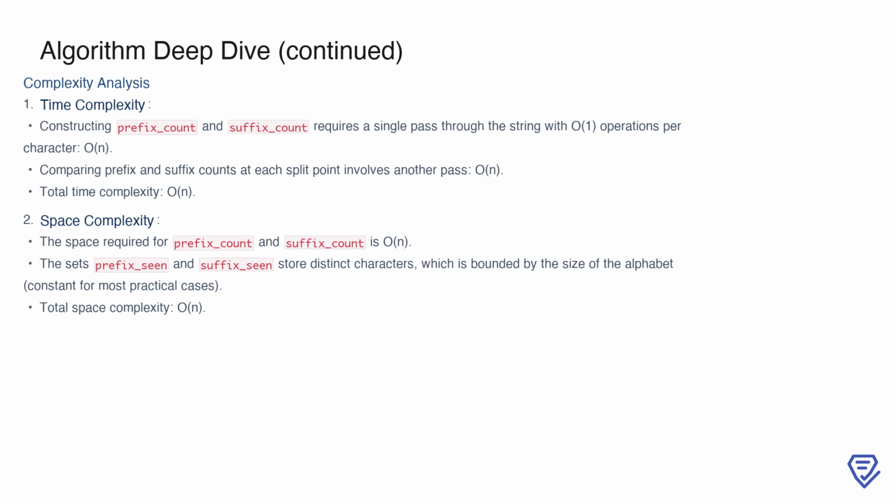For space complexity, the prefix_count and suffix_count arrays each require O(n) space. The sets used to track distinct characters have a maximum size bounded by the alphabet size, which is constant for most practical scenarios. Thus, the total space complexity is also O(n).